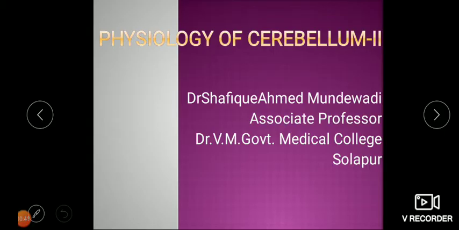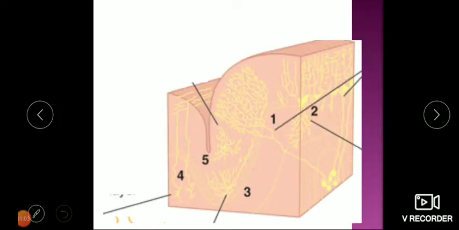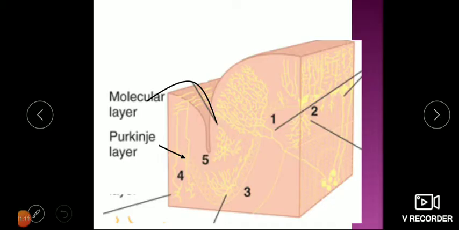In the last part we have seen the layers of cerebral cortex. Now continue with the histological aspect, that is functional division of the layers. It is based on the competency PY 10.7, describe and discuss functions of cerebellum and their abnormalities. So this we have seen last in this section. It has three layers in the cerebellar cortex: molecular layer, middle that is a Purkinje layer, and innermost that is granular layer. Now let's dissect it out and see what are the functional connections in this.